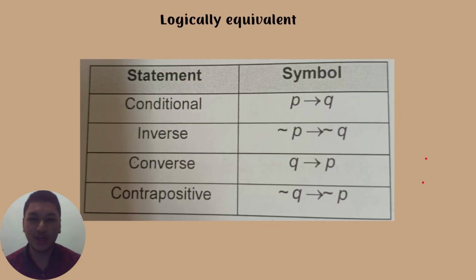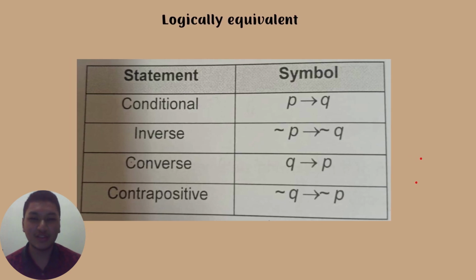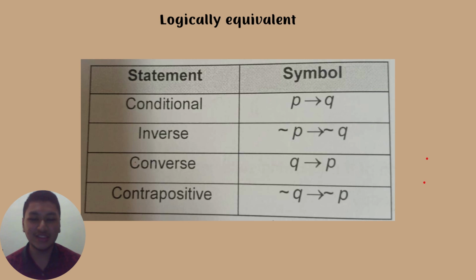Alright, so here we have four statements for the logically equivalent. First, we have conditional, inverse, converse, and contrapositive. For the conditional we have P implies Q, and for the inverse we have negation of P implies negation of Q. For the converse, we have Q implies P, and for the contrapositive, we have negation of Q implies negation of P.